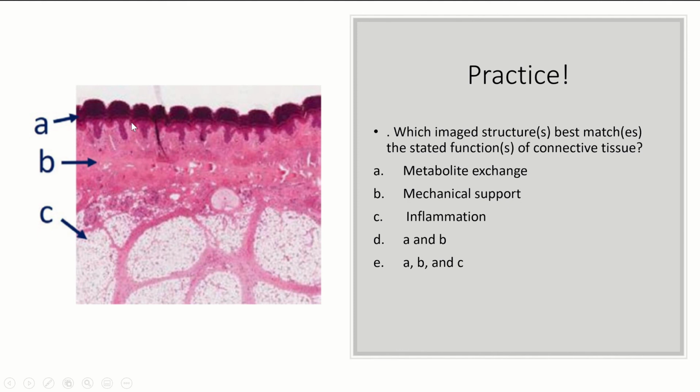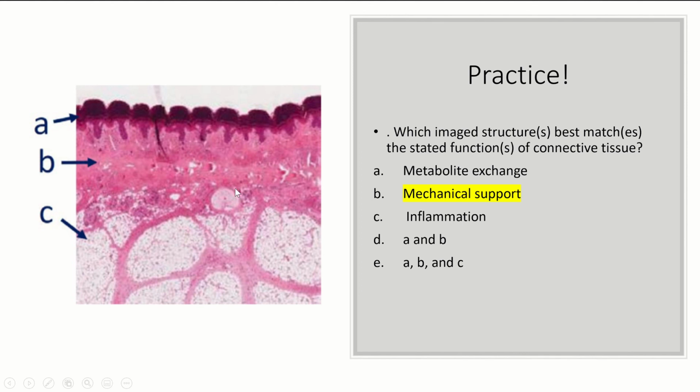Remember we said it occurs up here in this dense irregular connective tissue where you have all these blood vessels. You see all these big old blood vessels in here? That's where the white blood cells come out and they start fighting if you get a cut and everything. So this would be the site of inflammation, not C. Okay, so the only answer correct would be B.